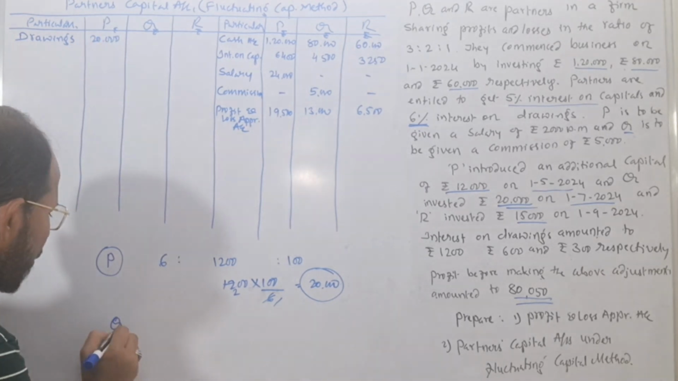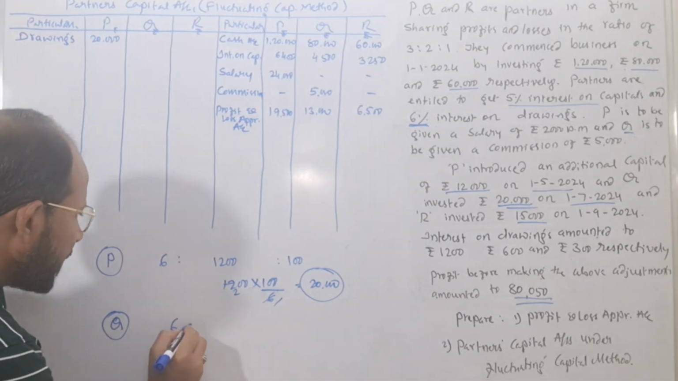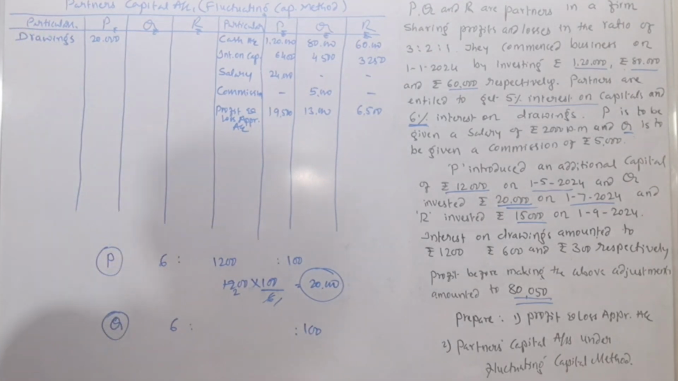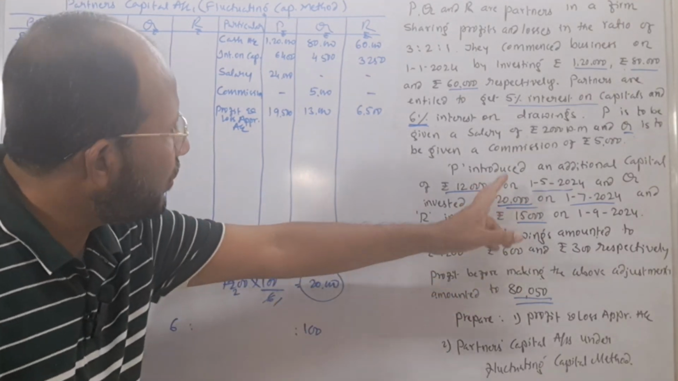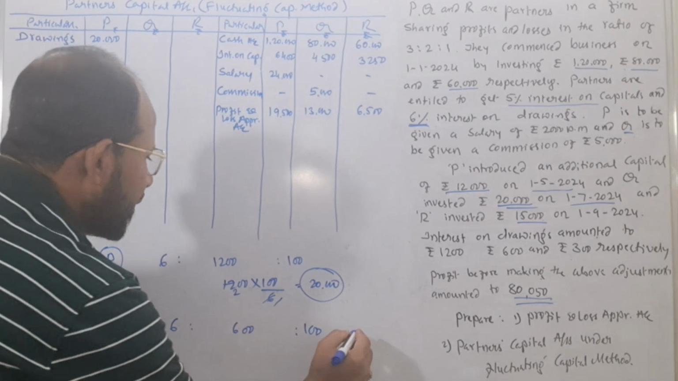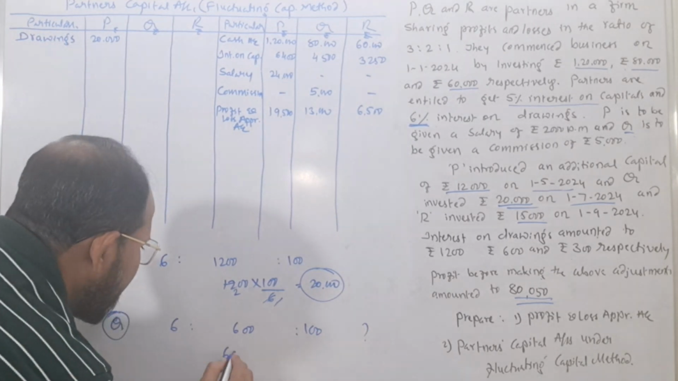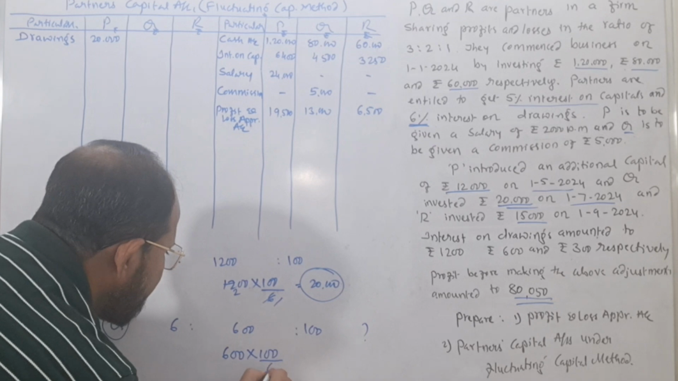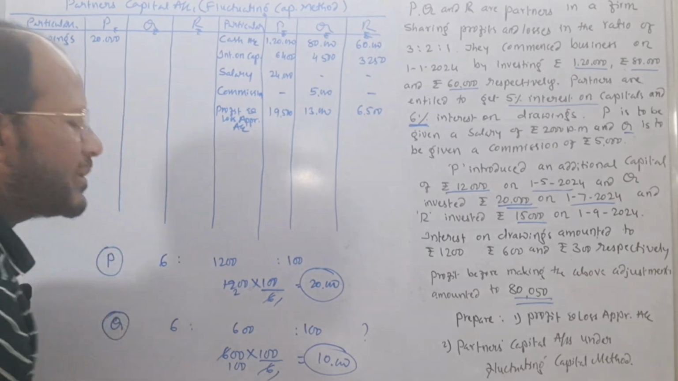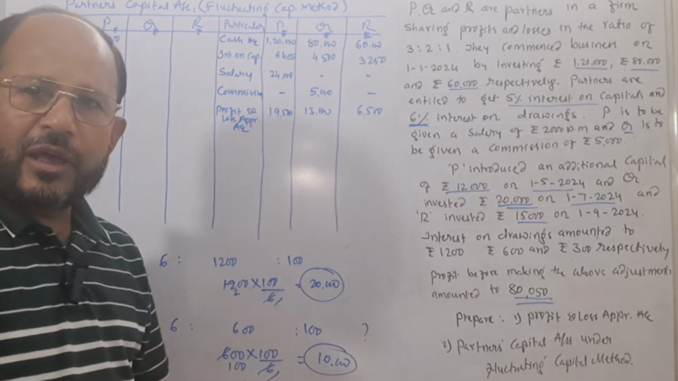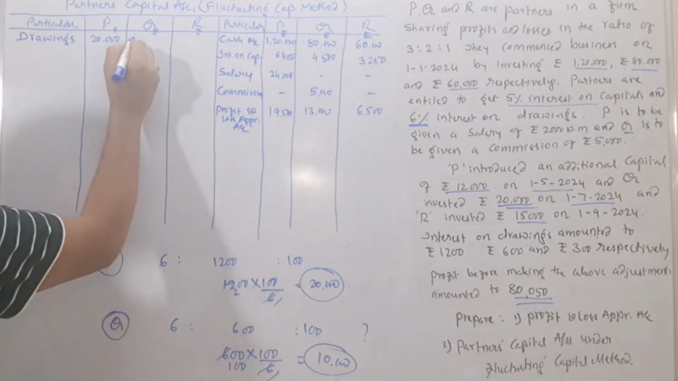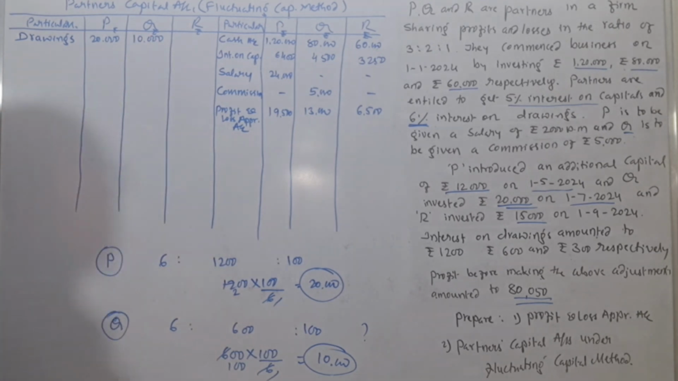Next one is in case of Q. For every rupees 6, his drawing should be rupees 100. But here what is the interest of Mr. Q? Rupees 600. But for rupees 600, what is the total amount of his drawings? That we calculate: 600 into 100 divided by 6. It comes to rupees 10,000. This is the total amount withdrawn by the partner. When you apply 6% to this amount, you get the same interest.